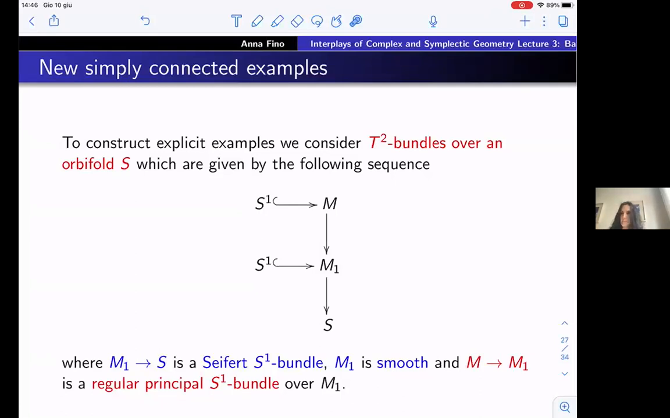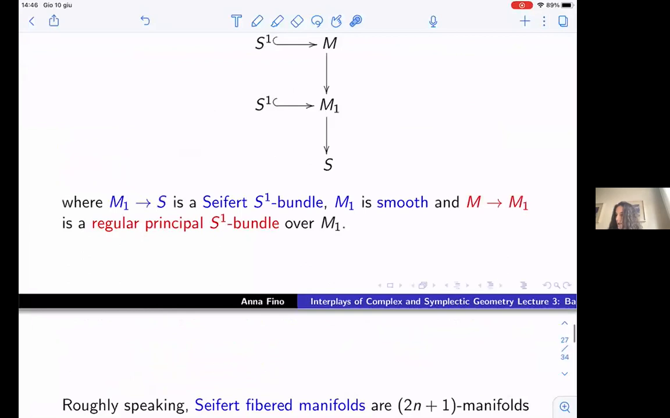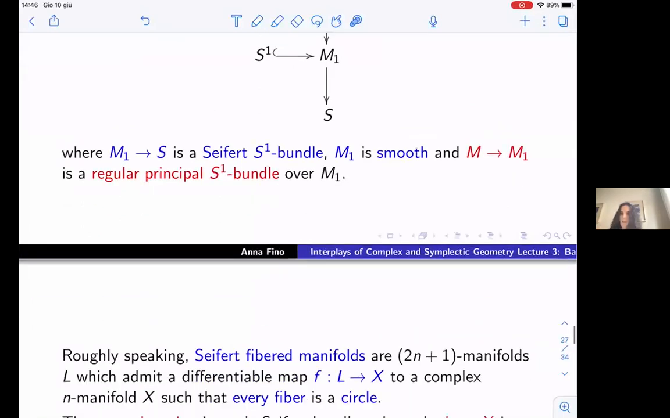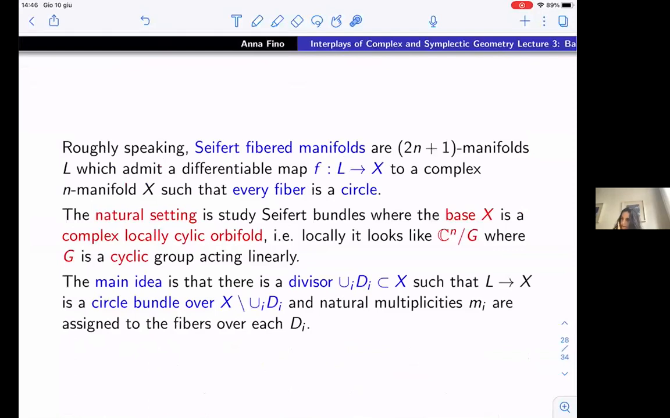I do not have many minutes, but I want to say a little bit about these Seifert S1 manifolds. All this theory is more or less due to Kollár. The nice thing about the Seifert bundle is that if the base is Einstein, then the total space of the Seifert bundle is also Einstein. In fact, it was used by Galicki and Boyer-Galicki for Sasaki-Einstein manifolds, but we will use it in this situation.